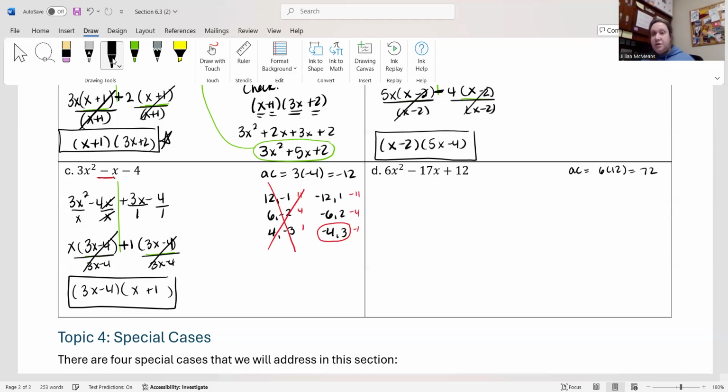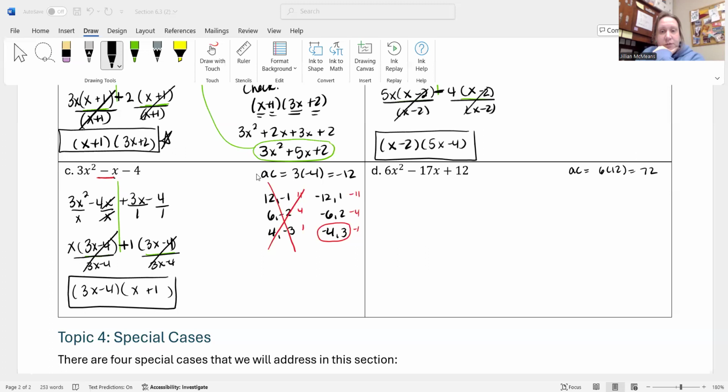Now, a lot of students get kind of overwhelmed when they're trying to find the factor pairs of A times C. If you have a number, something like 72, it's not impossible to do, but you do have several factor pairs. And if you start to feel overwhelmed, just go to your calculator. So let's go to the calculator.